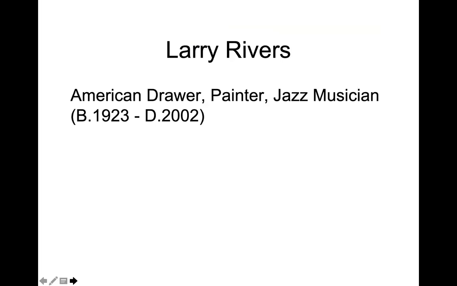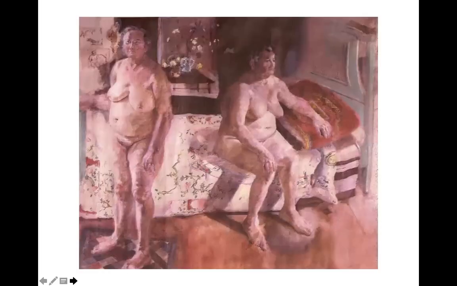Larry Rivers is the next artist that we're looking at. He is an American drawer, painter, and jazz musician, or he was. Lived from 1923 through 2002, mostly worked out of California. But he really likes to use simultaneity as a clue, that the work isn't happening in just one moment.